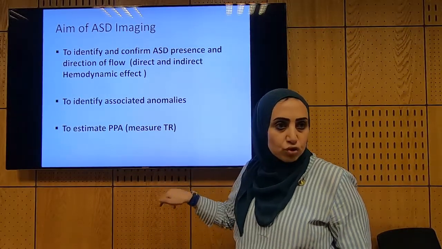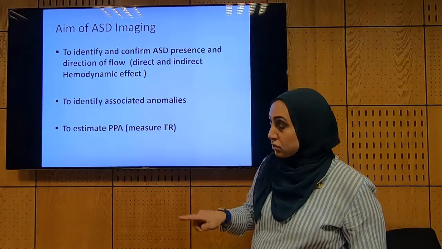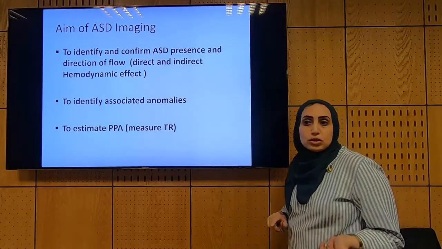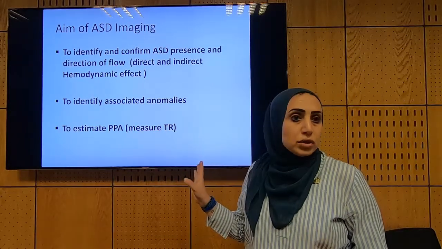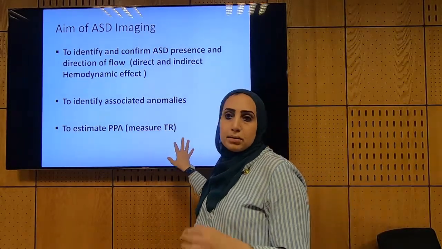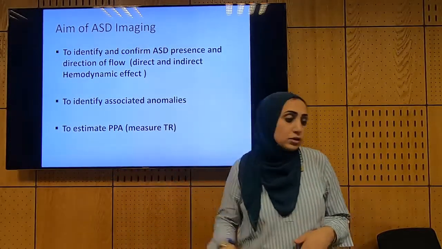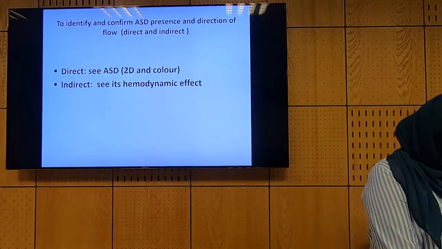So in each ASD case, we have to provide these 3 points. Do we have an ASD? Which type? Is it hemodynamically significant or not? Do we have an associated lesion with this type or not? And the third point is the pulmonary artery pressure, and this is very easy and should be applicable to have. Is the strategy clear? Okay.